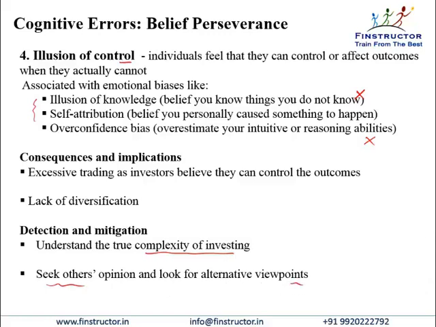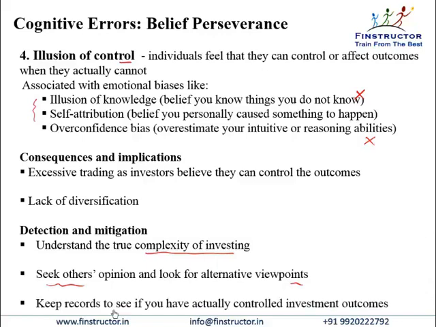Because this bias has relatively more emotional components as well, it may be tougher to remediate than the other cognitive errors and the other belief perseverance biases that we'll see. A good help to mitigate these biases would be to keep records to see if you have actually historically controlled your investment outcomes or not.